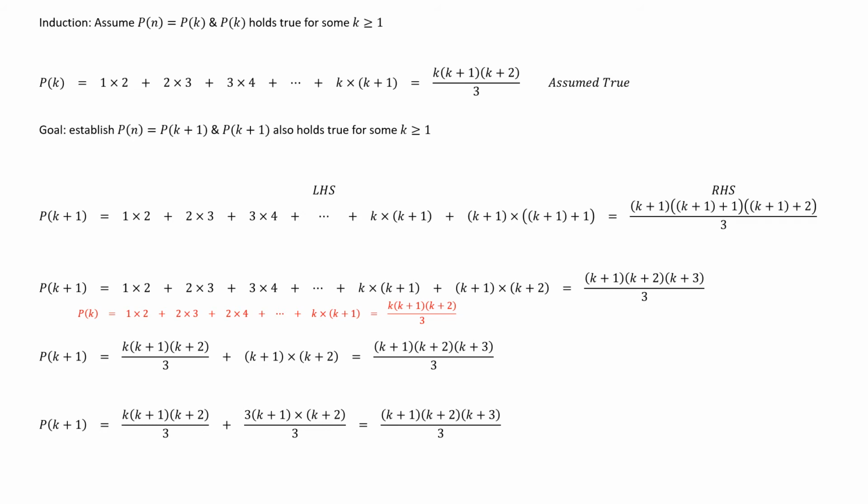We can now bring these two fractions together. So here we have k times (k plus 1) times (k plus 2) plus 3 times (k plus 1) times (k plus 2), all over 3. And that's going to equal (k plus 1) times (k plus 2) times (k plus 3) over 3.